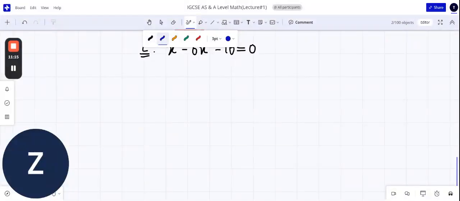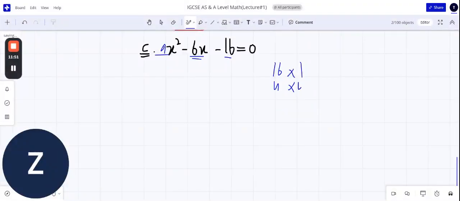Our part C is x squared minus 6x minus 16 equal to 0. First thing, multiply the constant value with the coefficient of x squared. It would be 16. Now find the factors of the 16, but the addition or subtraction of these factors should be equal to 6, which is the middle term. Now we have the factors 16 times 1, then also 4 times 4, and also we have 8 times 2.